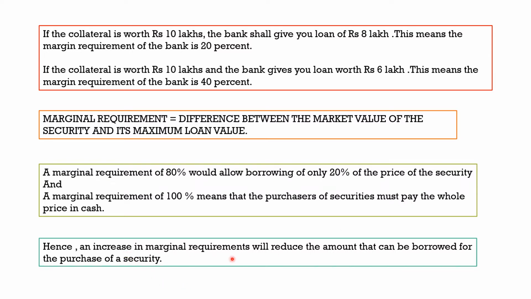Now, an increase in the marginal requirement will reduce the amount that can be borrowed for the purchase of security. If the marginal requirement increases, that means you will be availing less loan, less quantity, right? So it is totally in the hands of the bank to increase or decrease the marginal requirement depending upon their discretion on how much loan they have to offer to the people.